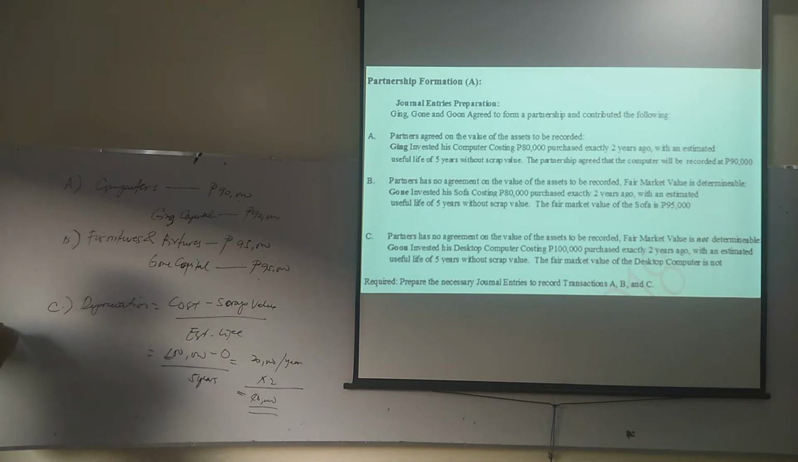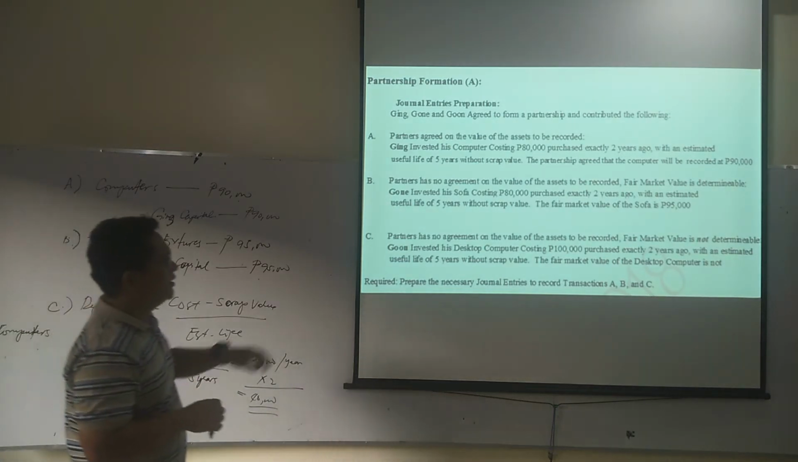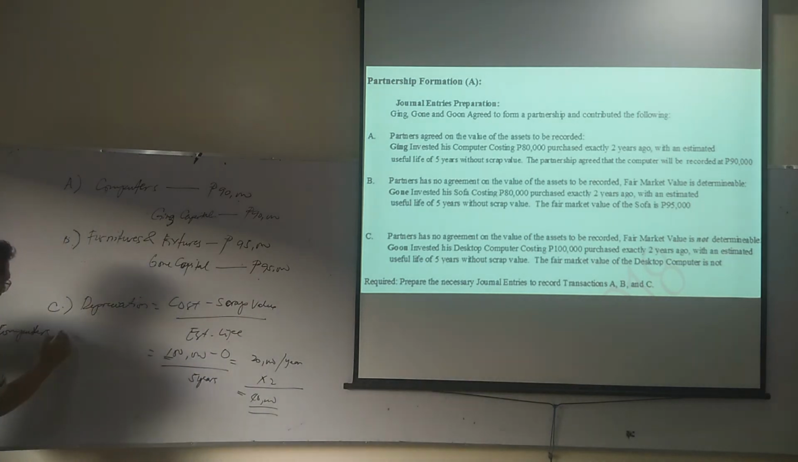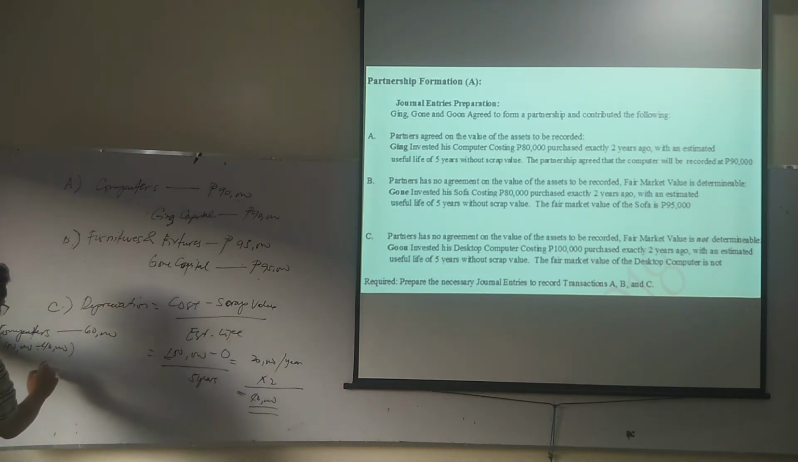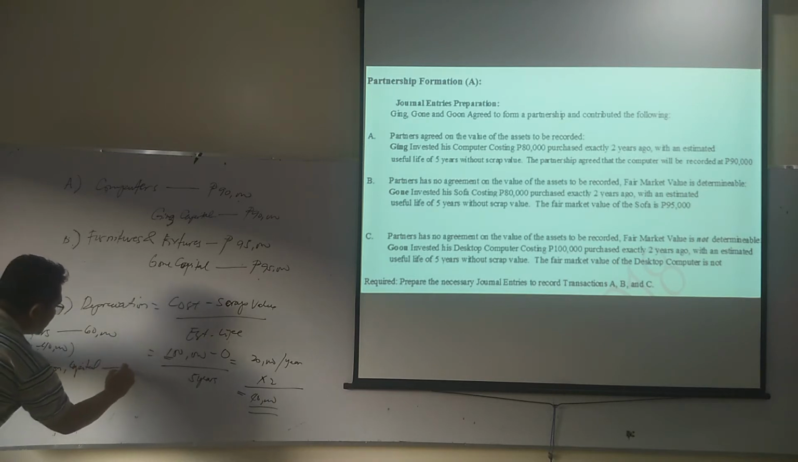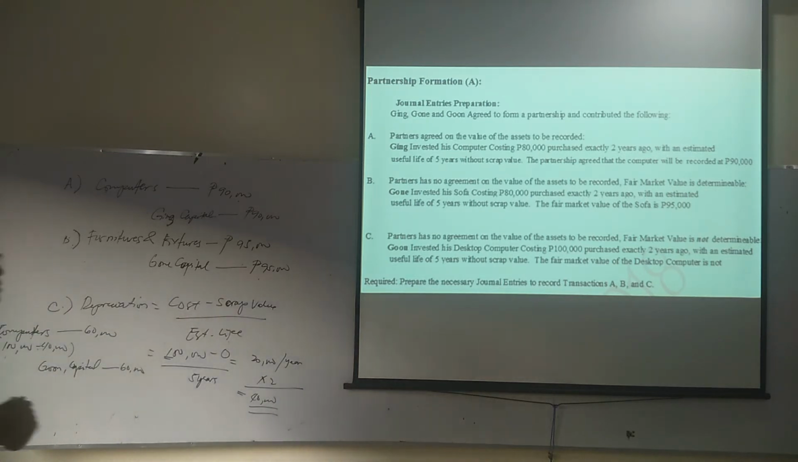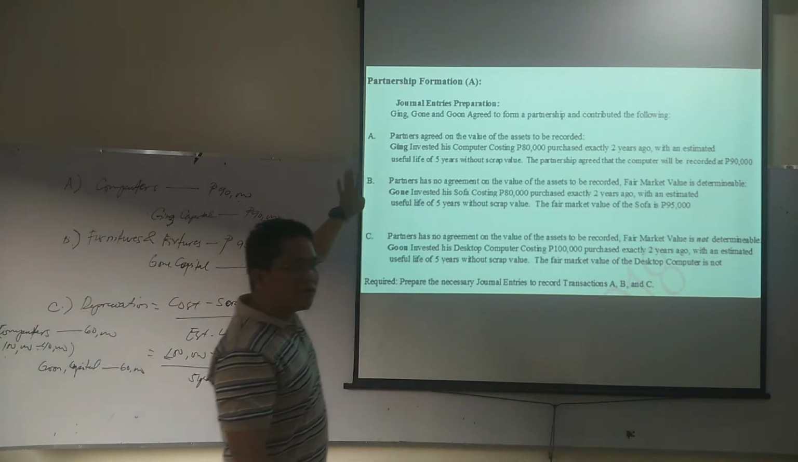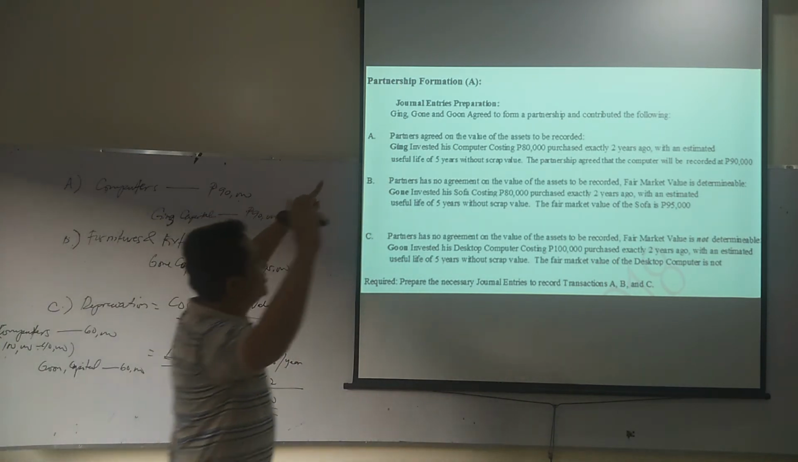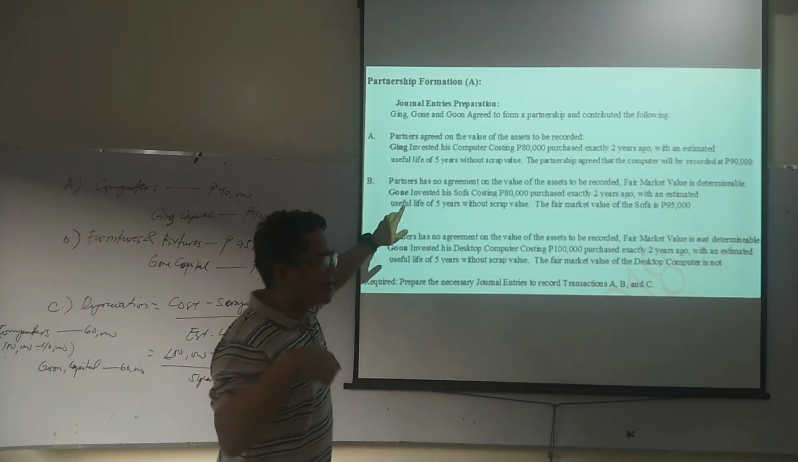So debit, that's the desktop computer. Again, you can record it as computers, or you can record it as office equipment. So computers, 60,000, which is 100,000 minus the 40,000, and credit June capital for 60,000.